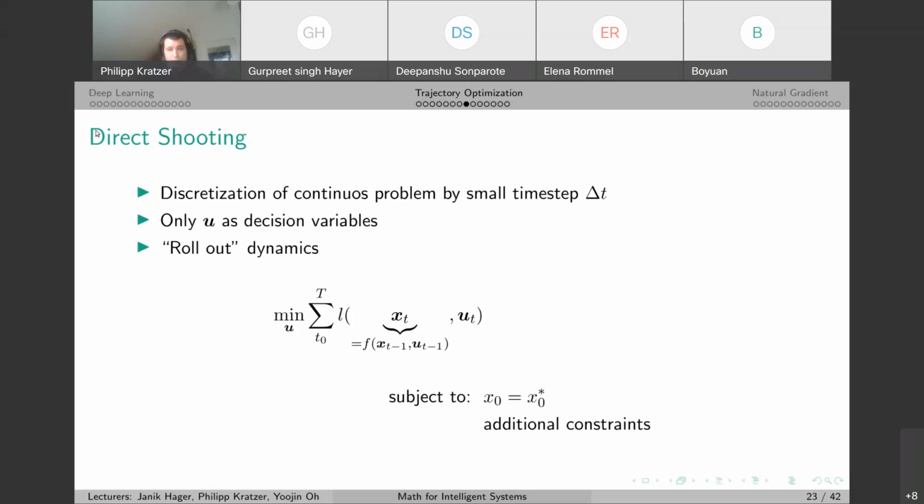But yeah, so direct shooting is a very simple method. We just discretize the continuous problem by a small time step, delta t, as I said before.